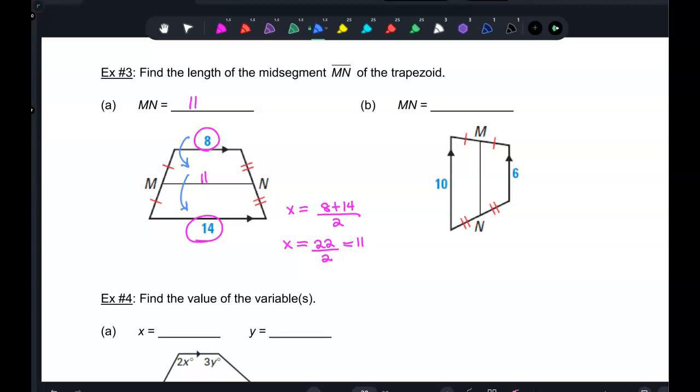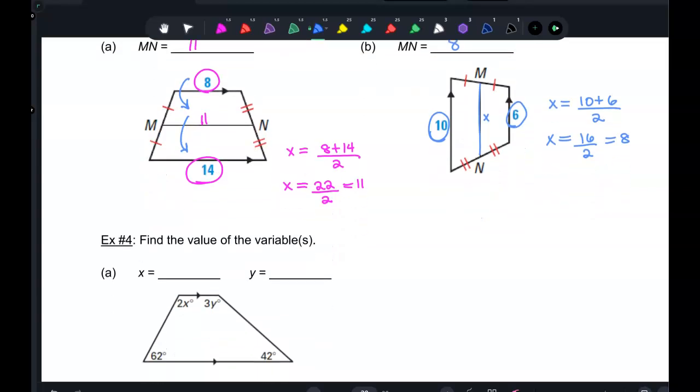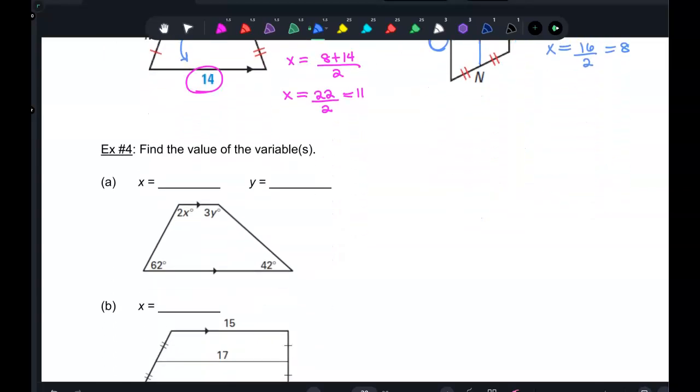Okay, the mid segment this time, our trapezoid's drawn sideways, and that's fine. I'm going to try and find MN here. This time, X is going to be the average of 10 and 6. So I'm going to take 10 plus 6 and divide by 2. That's 16 divided by 2, which gives us 8. So 8 is MN. And again, just look at your numbers, 10 and 6. Yes, 8 is right in the middle of those two measures.